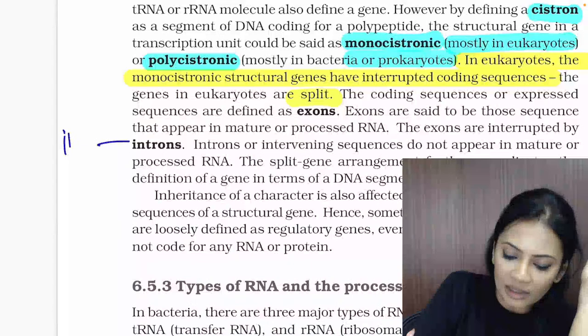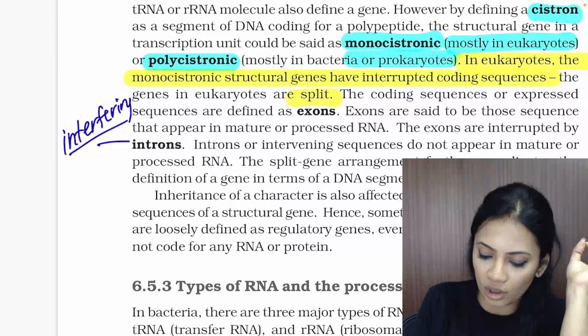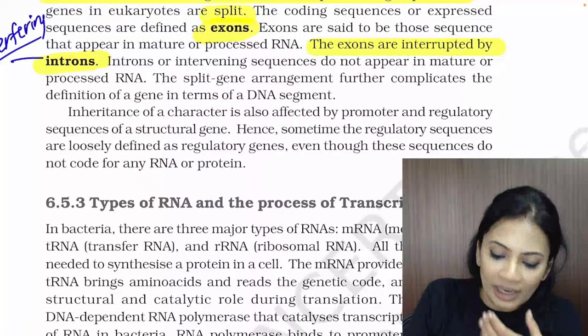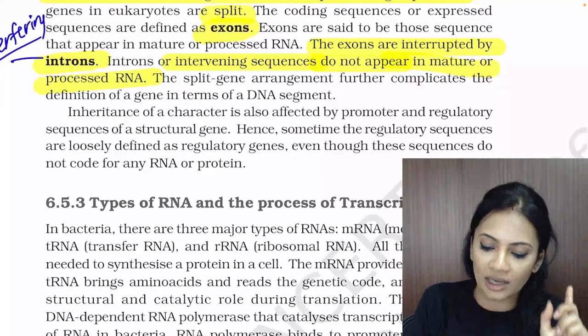Introns are interfering, so we need to remove the introns and join the exons together. Exons are interrupted by intervening sequences, the introns, and they are not found in mature RNA. So what is to be done?